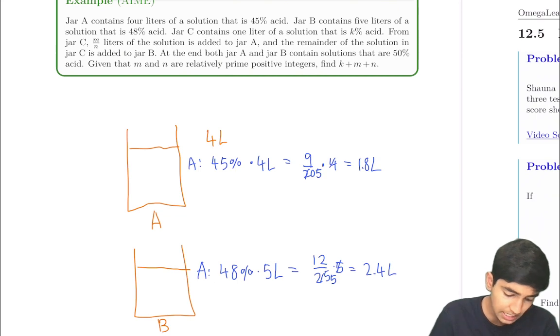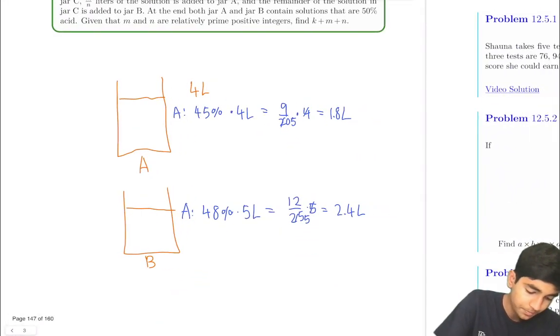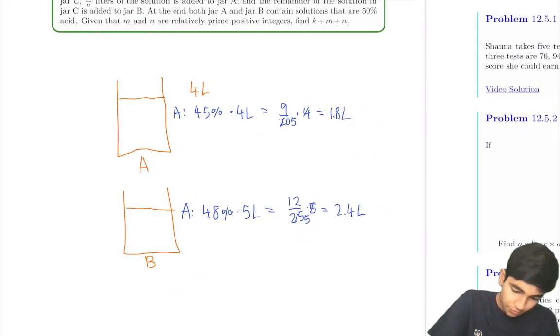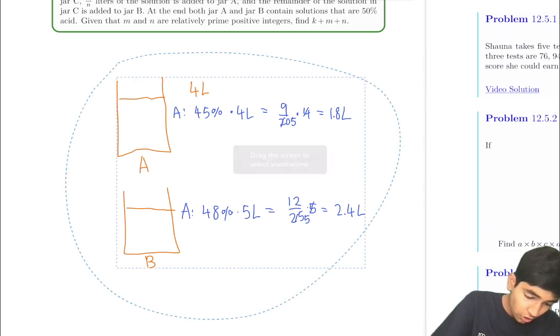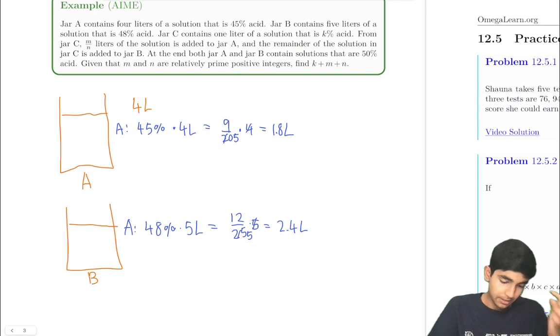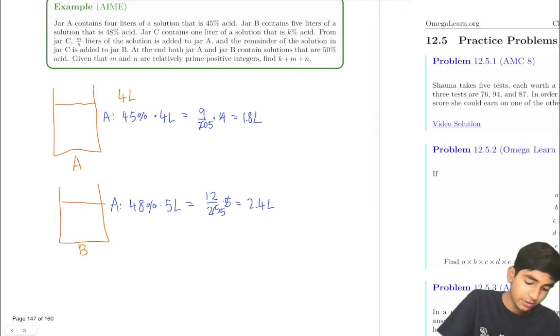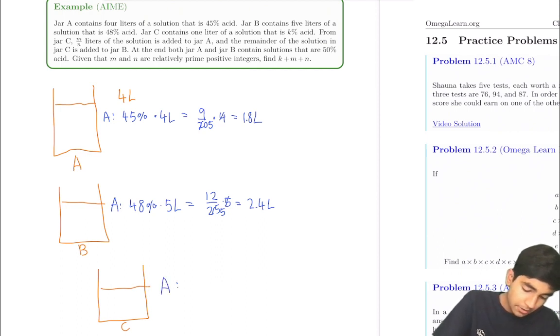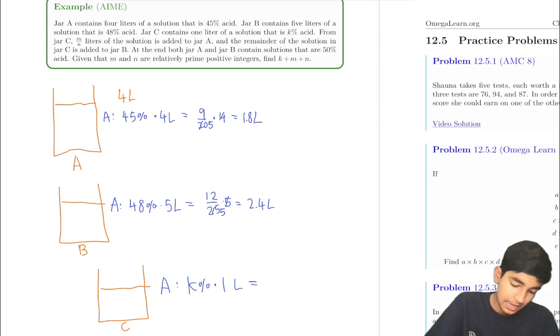And jar C, this is a strange one. Let's move this up a little bit. Jar C contains 1 liter of a solution that's K% acid. So we don't even know the percentage. This is jar C, and the amount of acid is K% times 1 liter. So just K, we'll just leave it like that for now.